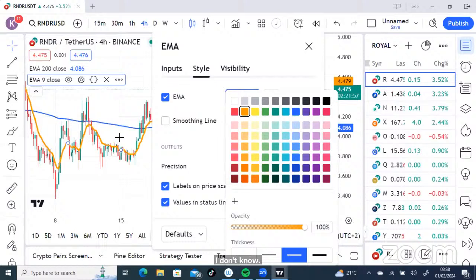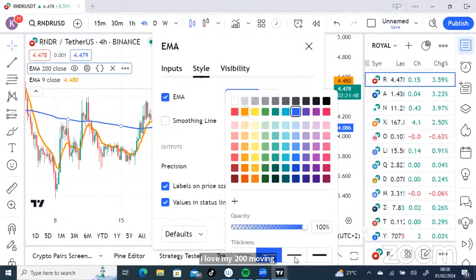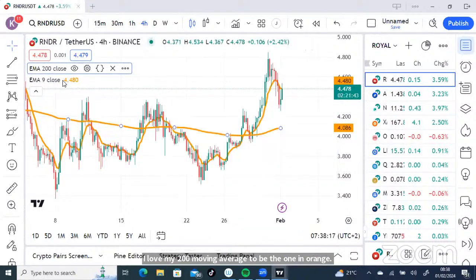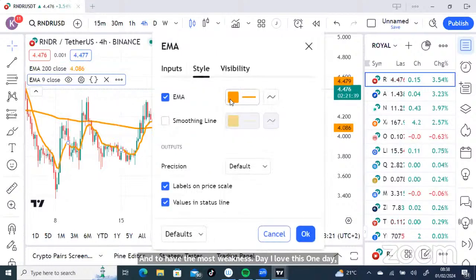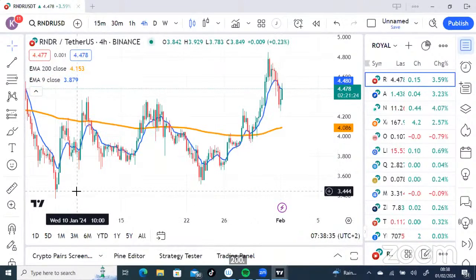So what I usually do, I love my 200 moving average to be the one in orange and to have the most thickness. Then I love the 20 moving average to be in blue, but with less thickness. I want it not to be as thick as the 200 moving average. Here it is fine.